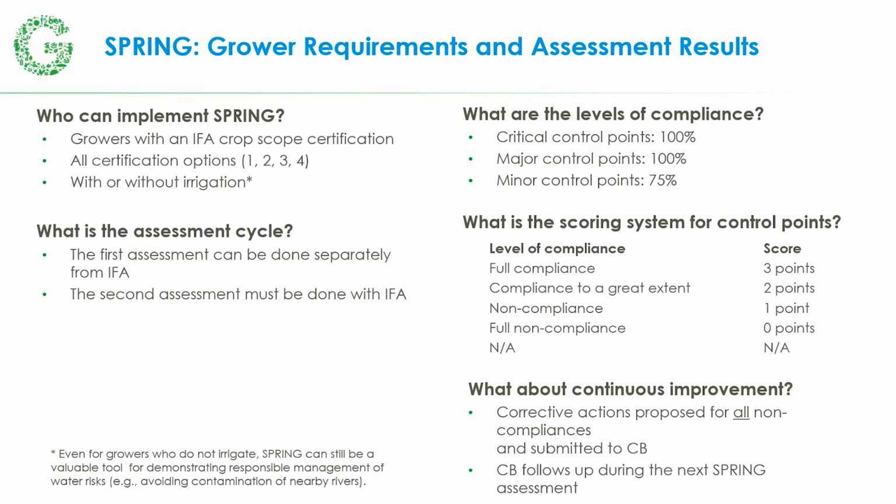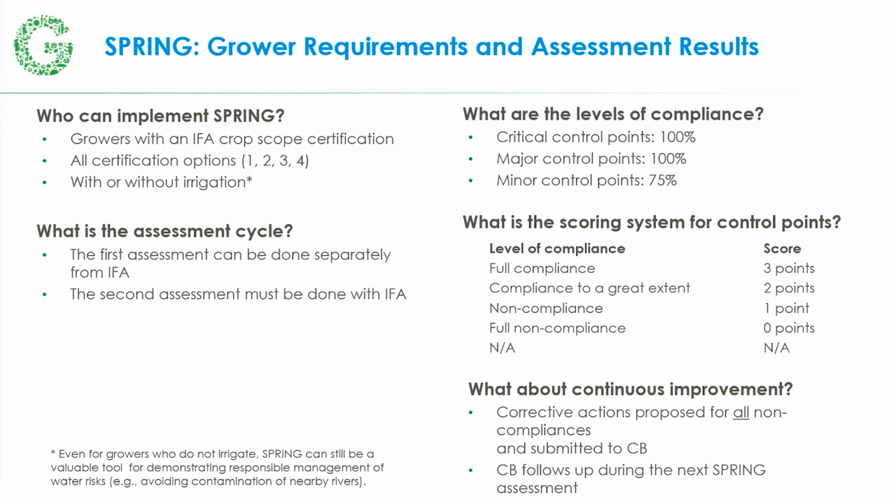Then, about the scoring system, we have a different scoring system. It's different to IFA. There you have compliance, yes or no, which is typical in IFA. Here you have 4 different scoring possibilities, and of course not applicable. As I mentioned before, not applicable is only possible for major and minor points. It's not possible for critical points.